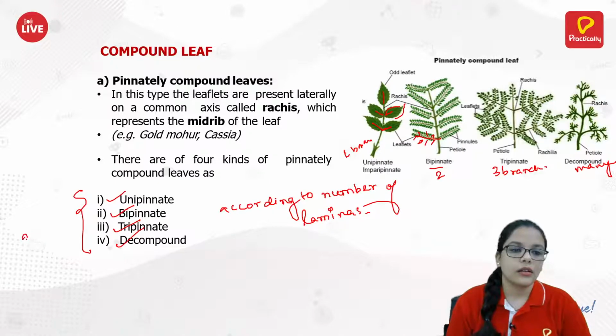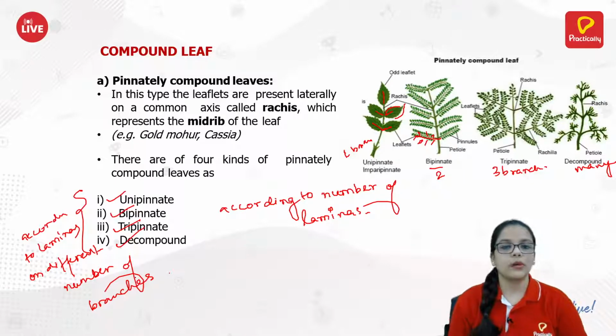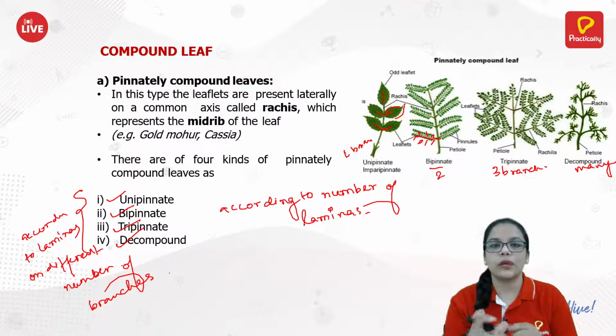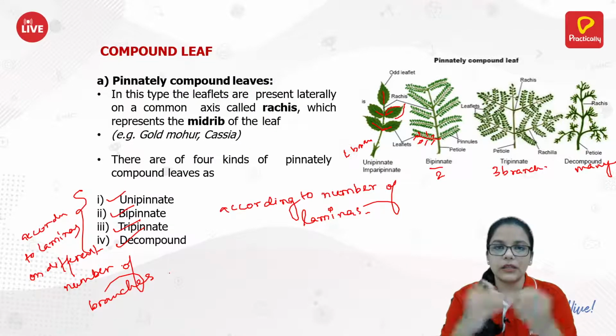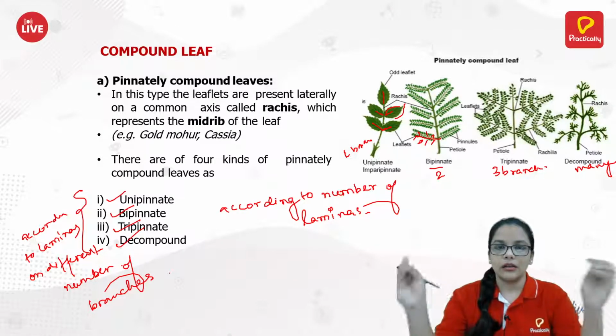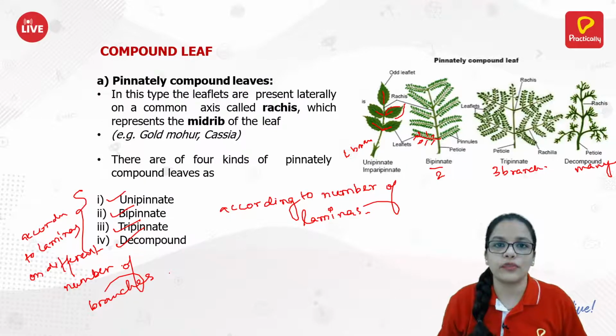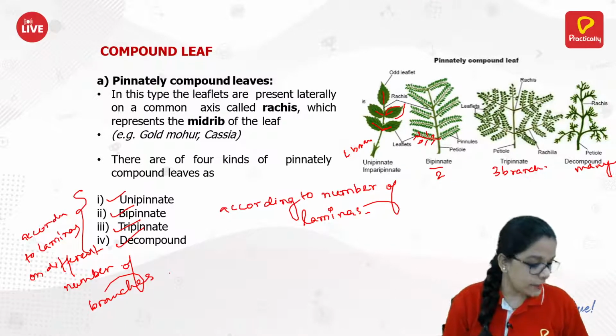They are according to laminas on different number of branches. Okay, they can extend. Unipinnate is 1 branch, just little bit. Bipinnate, they'll have 2 branches, 1 main and then second one. Tripinnate will have 1 main, 2 different. Then again, there is decompound where there will be n number of things. So that will be decompound.